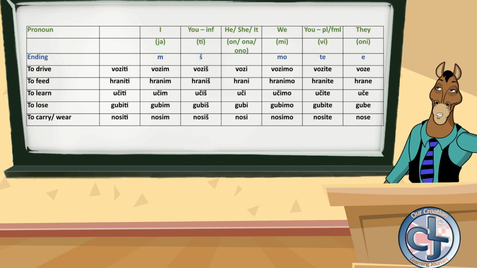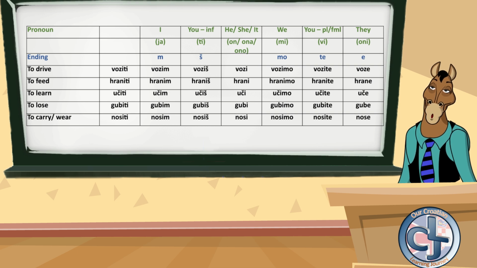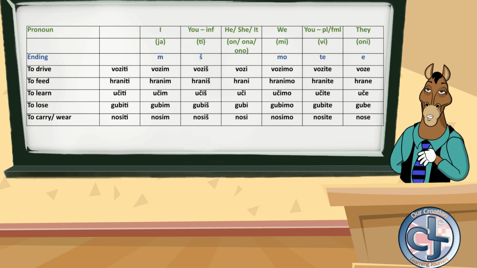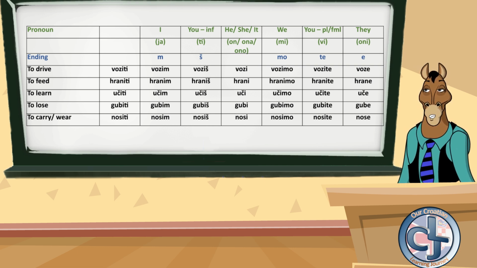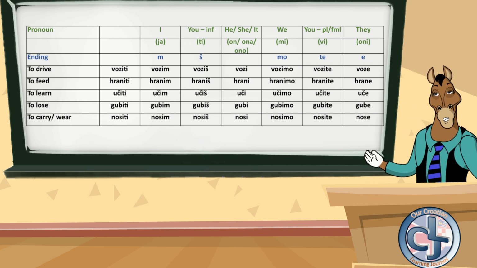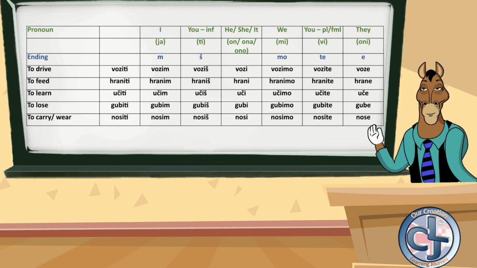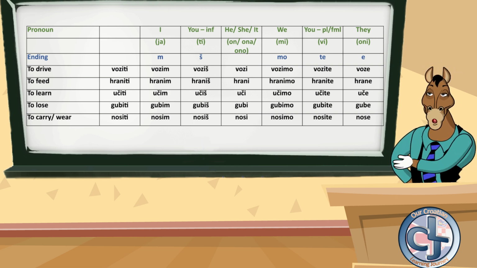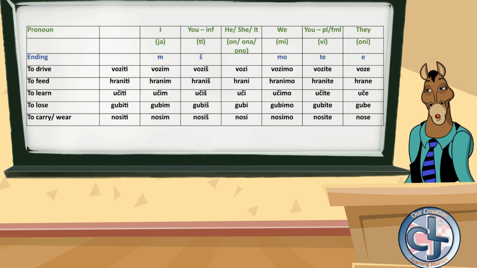I drive is vozim, you drive is vozish, he, she, or it drives is vozi, we drive is vozimo, you drive is vozite, and they drive is voze. And we can see with voze the different ending. On this table, which also is in the Croatian case forms reference, if we look at the he, she, it column, we can clearly see that the ti removed, we are left with an I ending, and this is visible across the whole row.